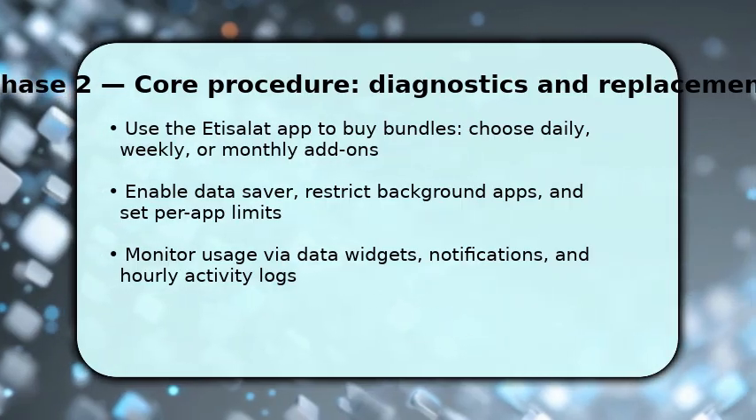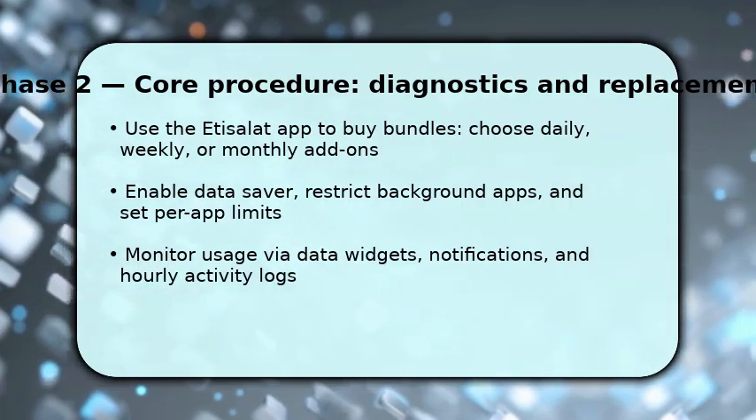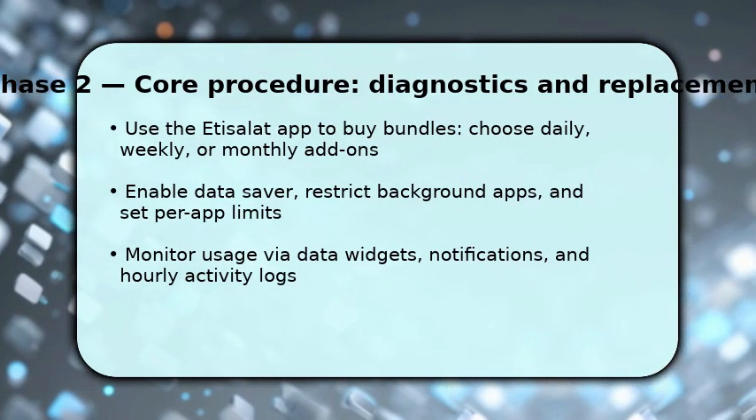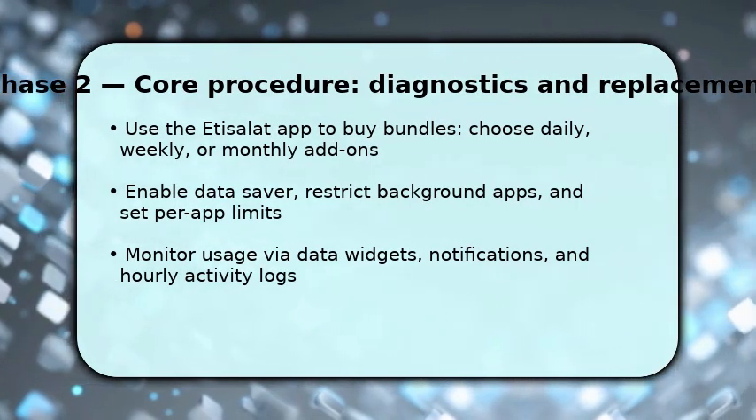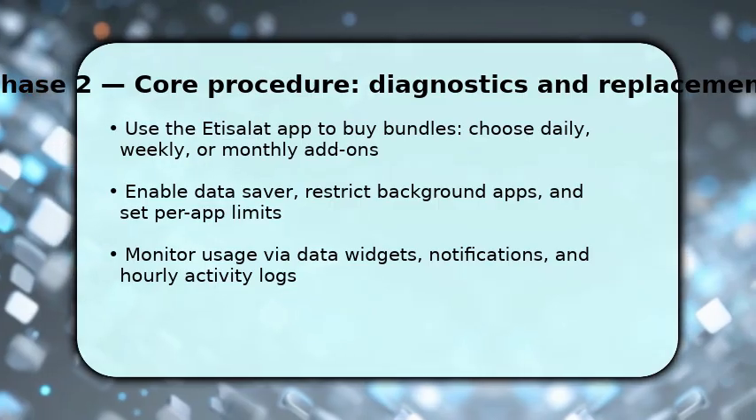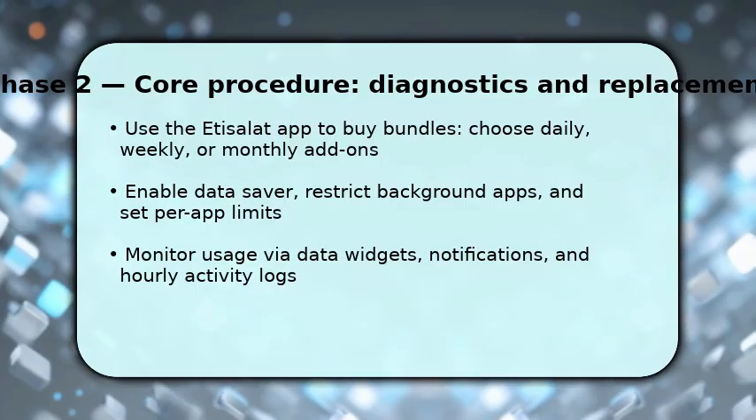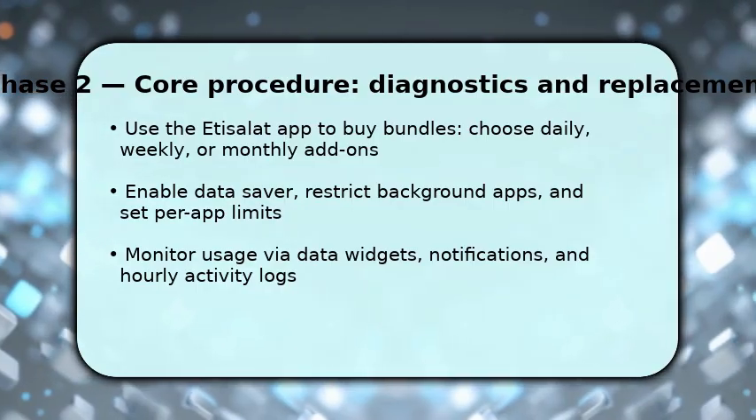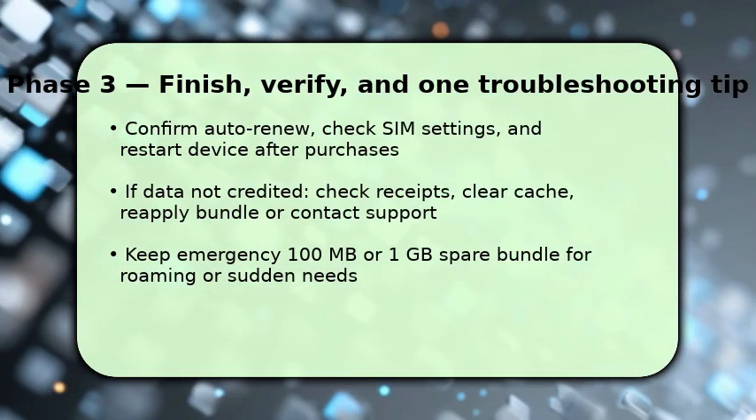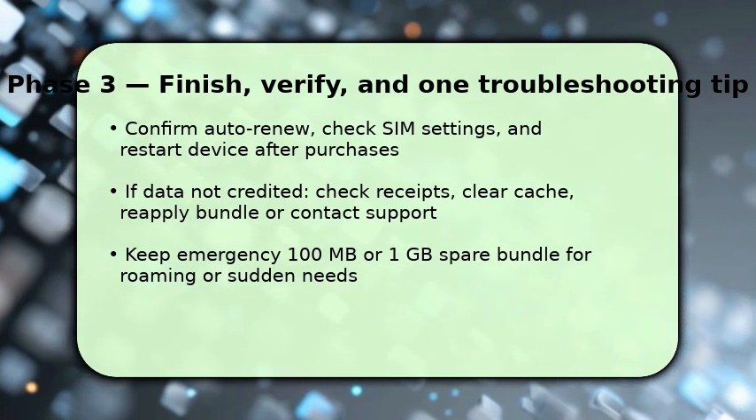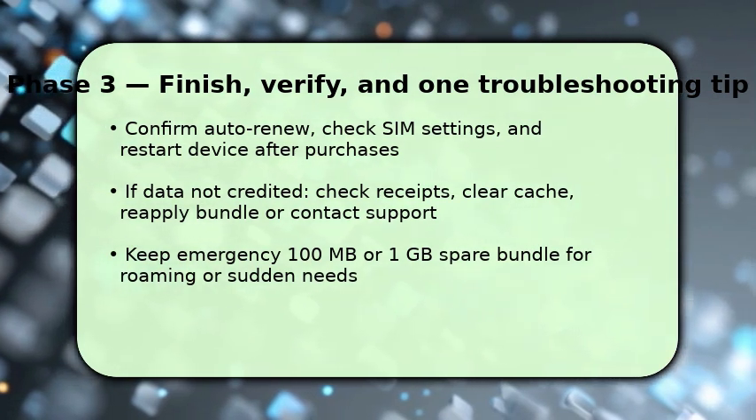Make sure to enable Data Saver, restrict background apps, and set per-app limits on your device to extend allowances. Also, monitor usage through the app's widgets and hourly logs, so you can see which apps consume most data and adjust settings accordingly. To finish, verify auto-renew and SIM data settings, then restart your device so new bundles register properly.